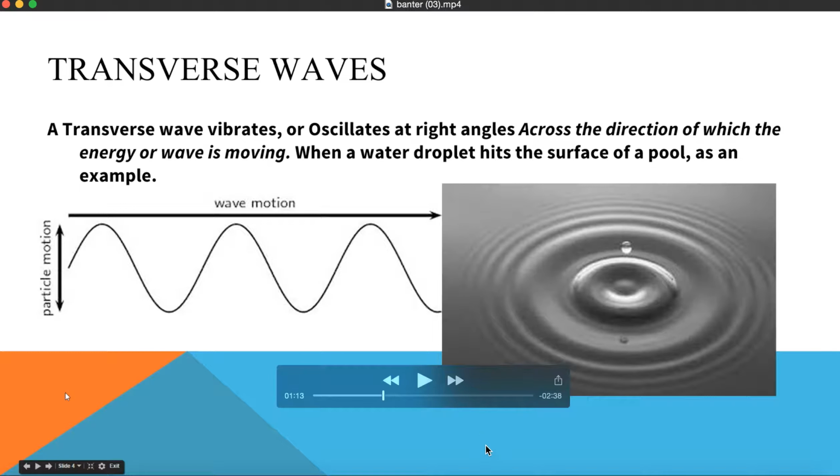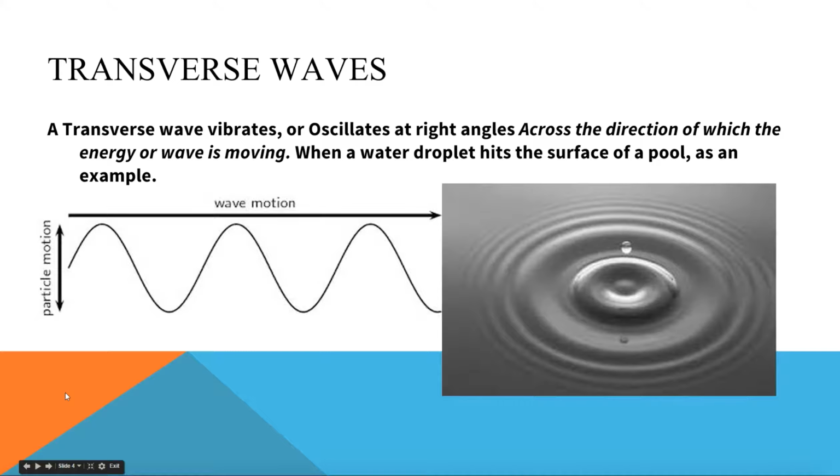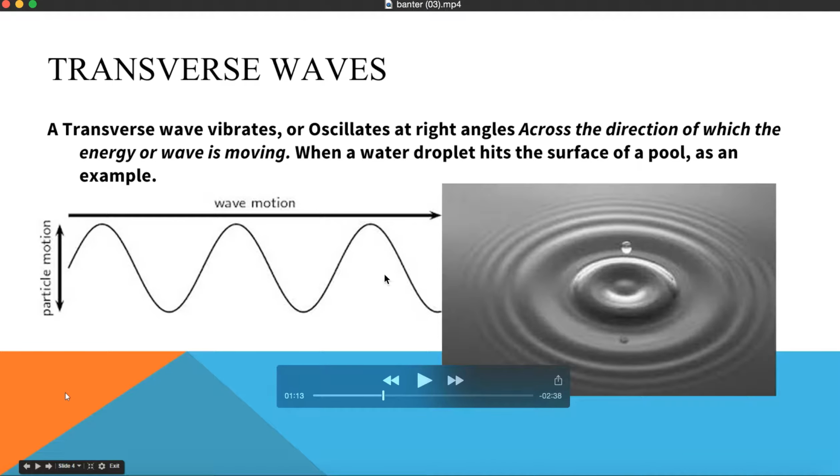Transverse waves oscillate at right angles across the direction in which the energy of the wave is moving. When a water droplet hits the surface of a pool, as an example, you can see this over here and the example over here.